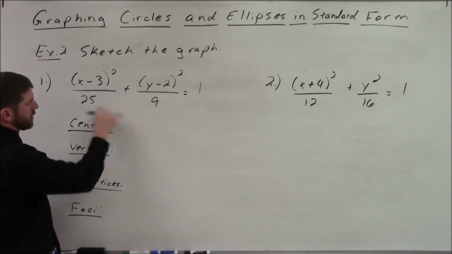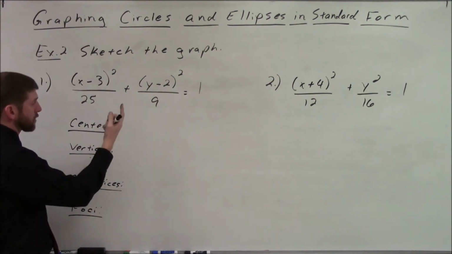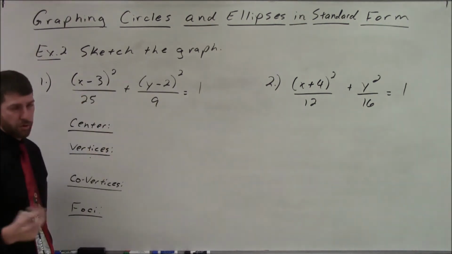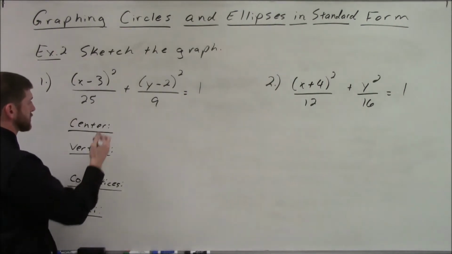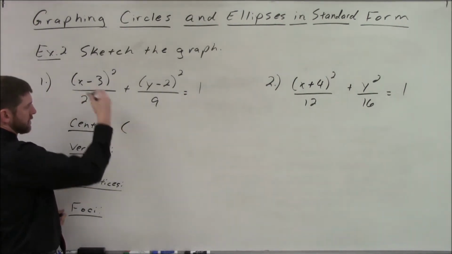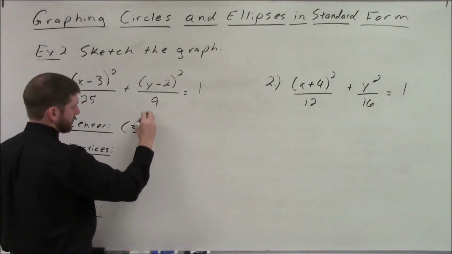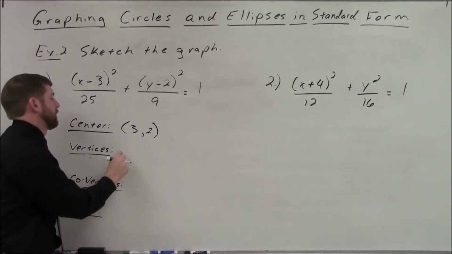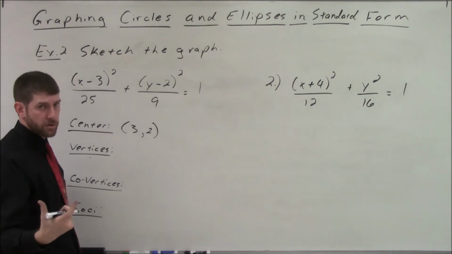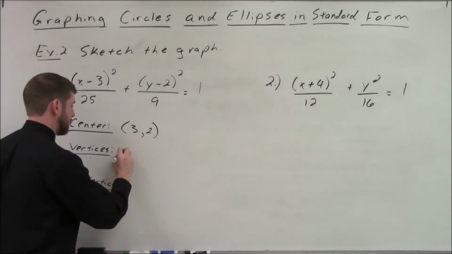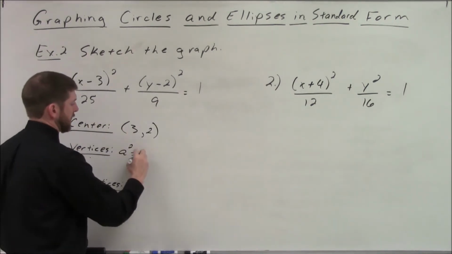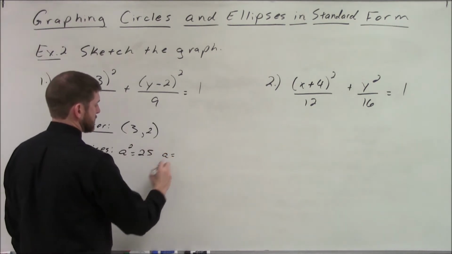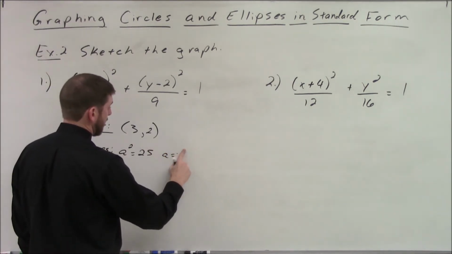Again, we've got our standard form right here. The center we're going to identify first, and that's the horizontal shift on x and y. We can see that the opposite of -3 is 3, and the opposite of -2 is 2. So our center is going to be sitting at 3, 2. For vertices, we look at the larger denominator to get a. A squared is 25, so that means a is equal to 5.